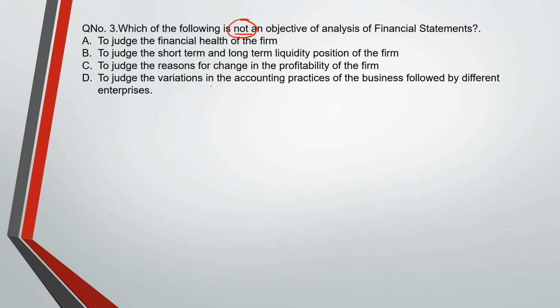Last, to judge the variation in the accounting practices of the business followed by different enterprises. No, this is not an objective of analysis of financial statement. We are not going about doing the analysis of financial statement to see how the accounting practices of different businesses have changed over time. That is not an objective of analysis of financial statement. And therefore, the right answer for question number 3 would be option D.